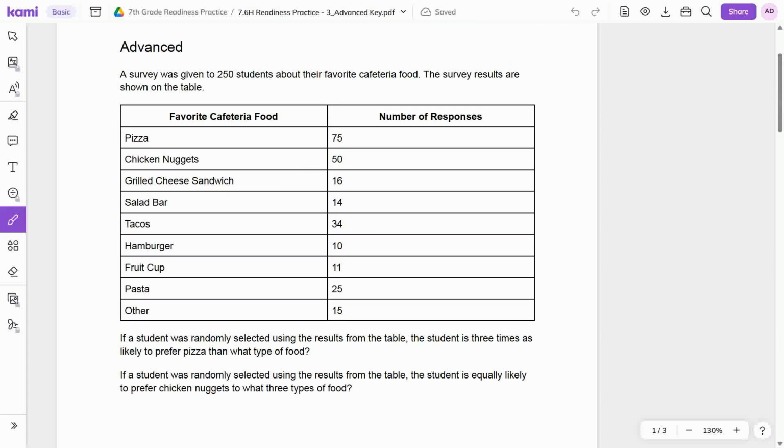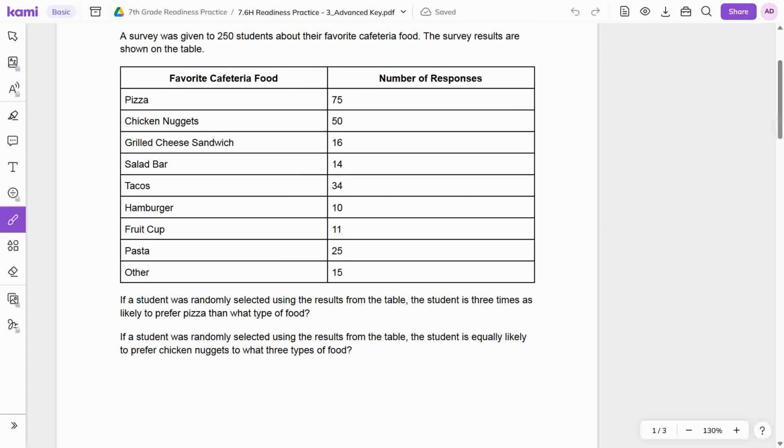So we have a table here. We surveyed 250 students about their favorite cafeteria food. Here are the responses. So let's look at our two questions here.